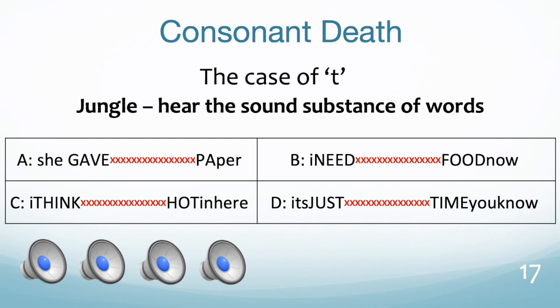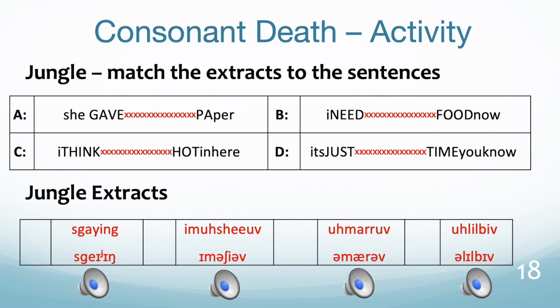So all of these things are preparation for a matching activity. The activity here is to match the extracts given at the bottom of the page to the sentences which are given in the table towards the top of the page. So you have to match sentence A with its extract below. And on the handout, what you have to do is simply to write A next to the relevant extract, B next to the relevant extract, etc.